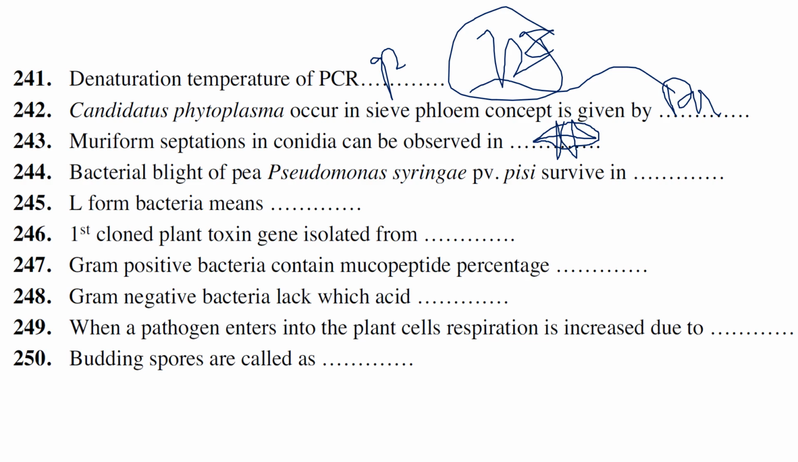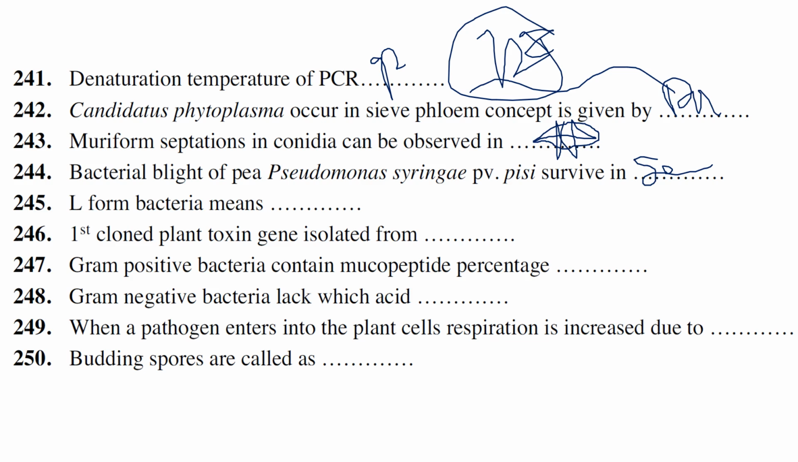Bacterial blight of pea, Pseudomonas syringae pv. pisi, can survive in which? Pseudomonas syringae, and generally most of the bacterial diseases, can survive in seeds, the majority of plant bacterial diseases. Some may be spread through wind splash, rain splash, overhead irrigation, such kinds of things might be there.